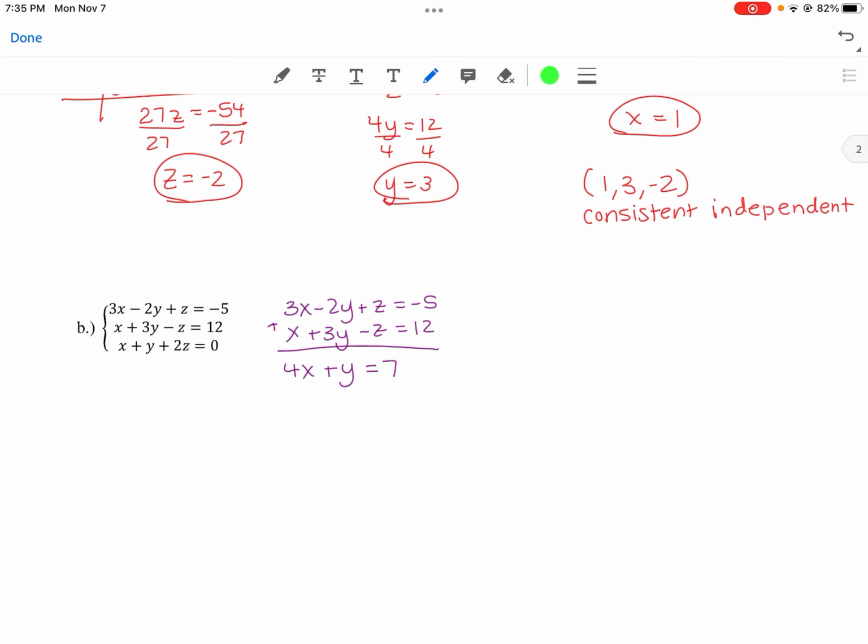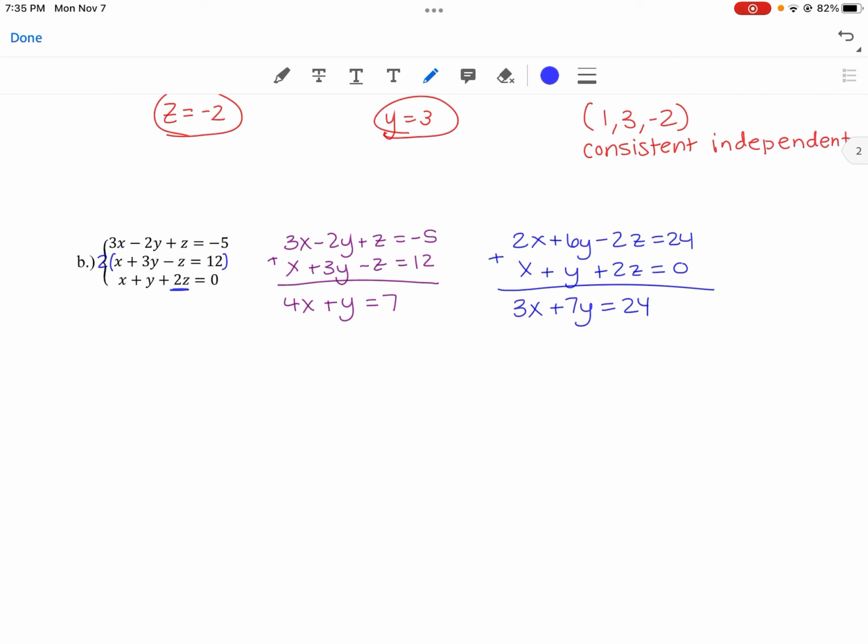Okay, now I'm going to do the same thing, but I've got to use something else. So I'm going to have to use this third row. I've got to ask myself, what can I maybe multiply? I can either do the first or the second. Since the second one's already negative and I like them to be opposite signs, I'm going to multiply that second one by a 2, so a negative 2z would cancel out with that. So I have 2x plus 6y minus 2z equals 24, and x plus y plus 2z equals 0. 2x plus x is 3x, 6y plus y is 7y equals 24.